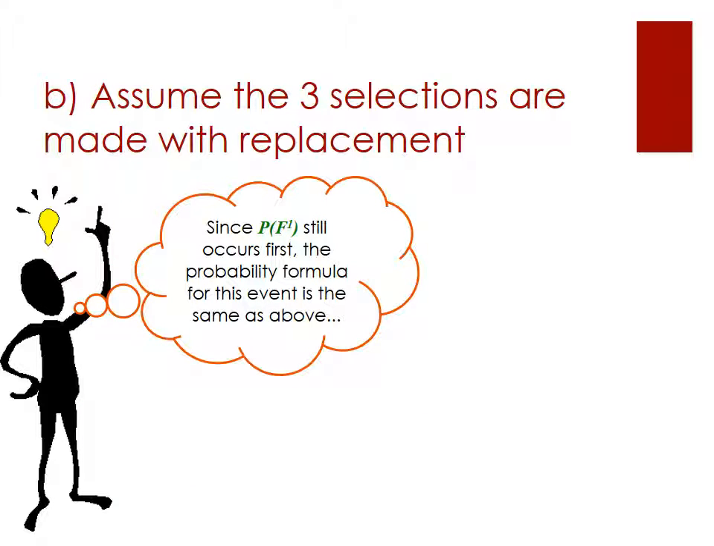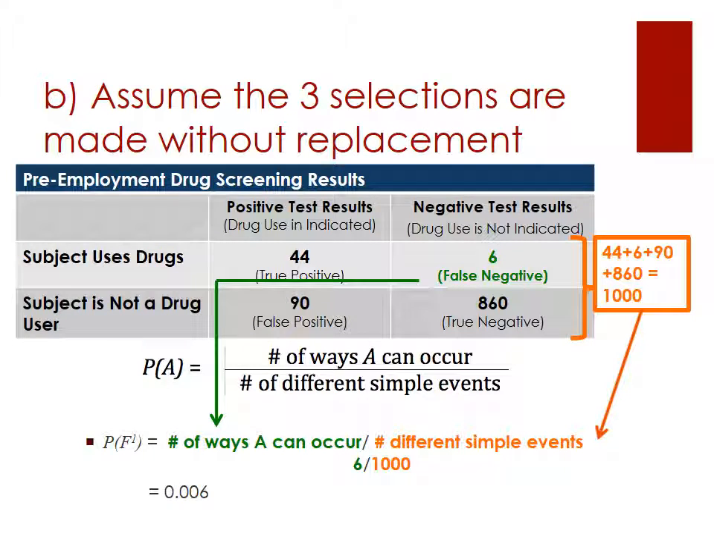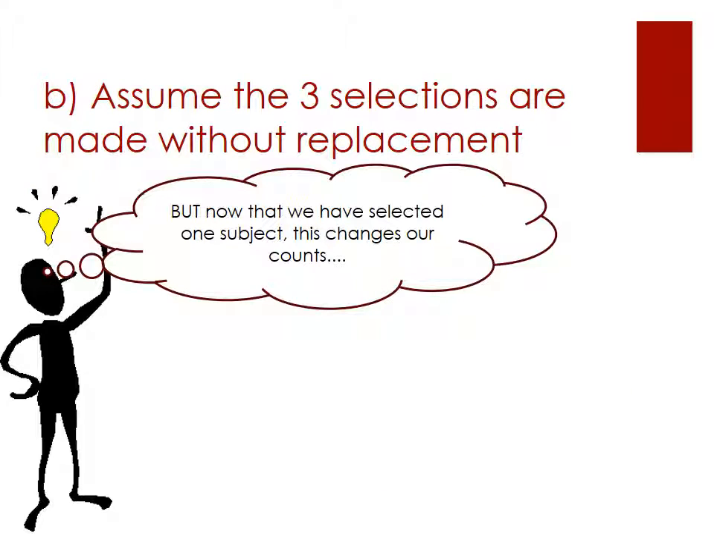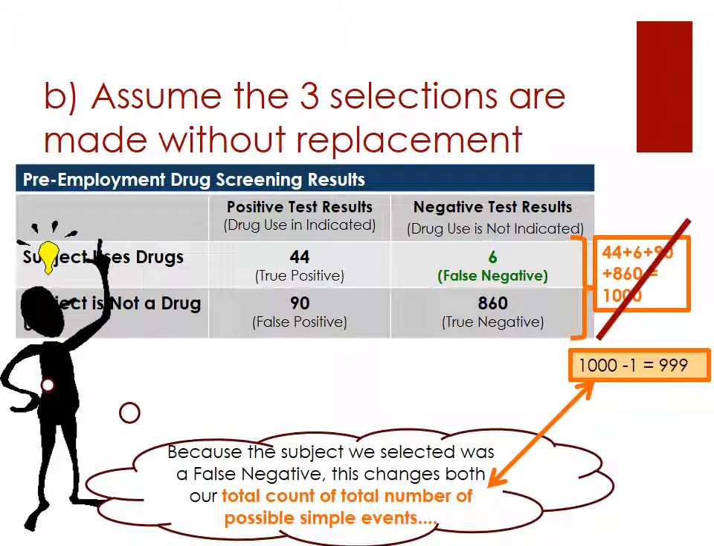Okay, since P of F1 still occurs first, the probability formula for this event is the same as we used. So it's going to look just like this. All right, that part does not change. However, now that we've selected one subject and we're not putting them back in, this changes our count. So, because the subject selected was a false negative, this changes our total number of possible simple events. So, instead of 1,000, we have 1,000 minus 1, so that's 999.